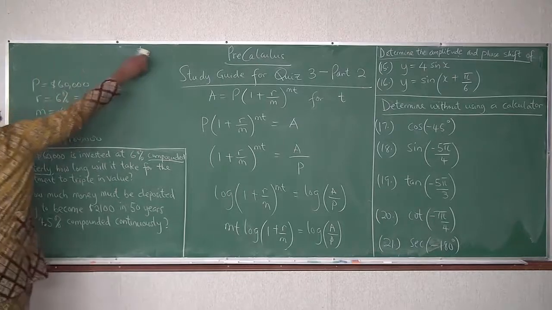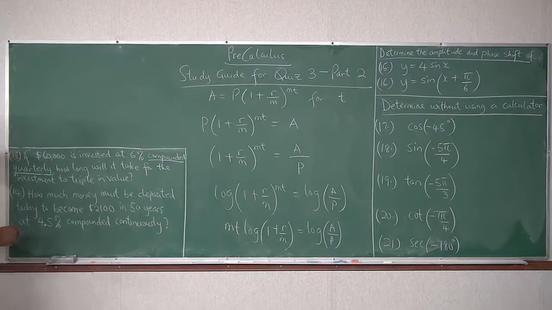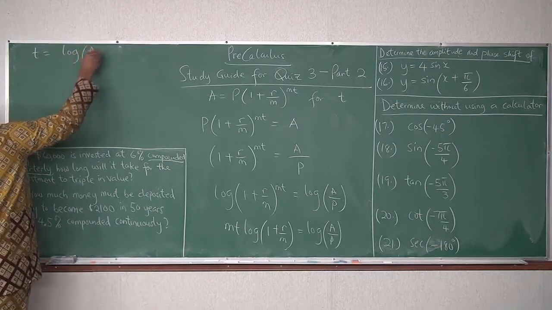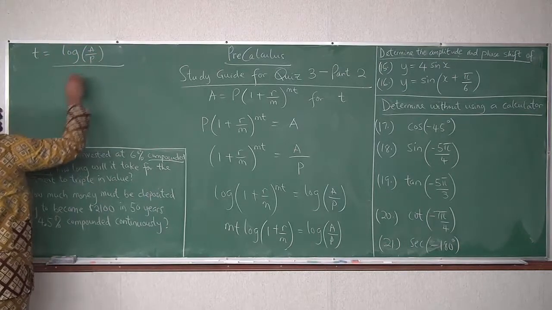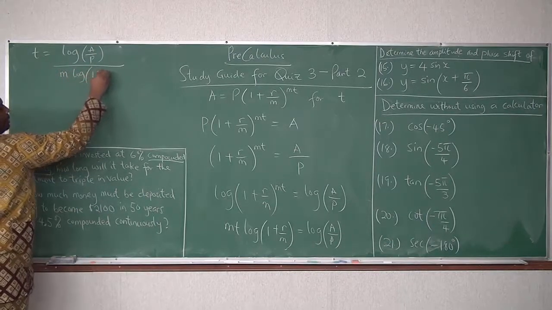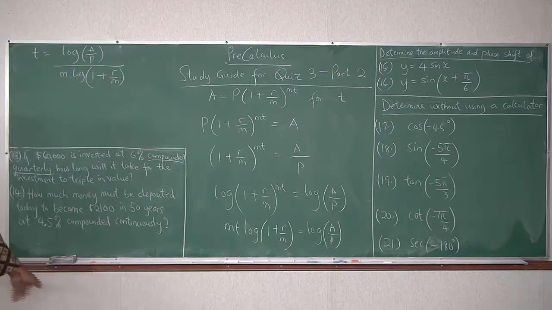So we are back to here. We divide both sides by M log (1 plus R over M). So we now have that T will be log A over P divided by M log (1 plus R over M). That's the way you do it to find T.